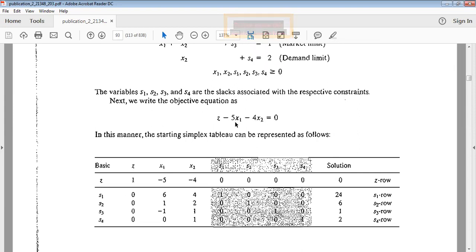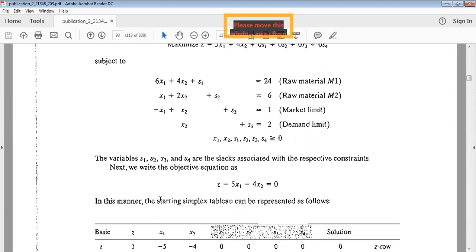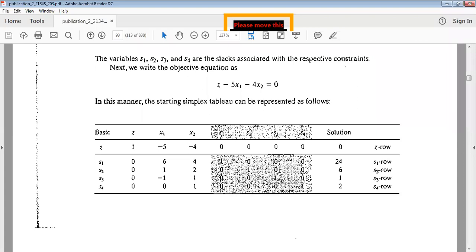So Z is equal to this much, whereas Z is equal to 5x1 plus 4x2. According to these equations, if you add all these, there is x1, x2, s1, s2, s3, s4. And so 5x1 plus 4x2 is listed here. Next, the values for s1 and s2, all these are zeros. This is the first equation.